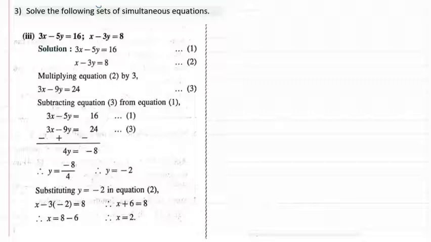So now we got the value of y as minus 2 and the value of x is plus 2. Let's write the final answer in the form of a statement. x is equal to 2, so it will be 2 comma, y is equal to minus 2, it will be 2 comma minus 2 is the solution of the given equation.